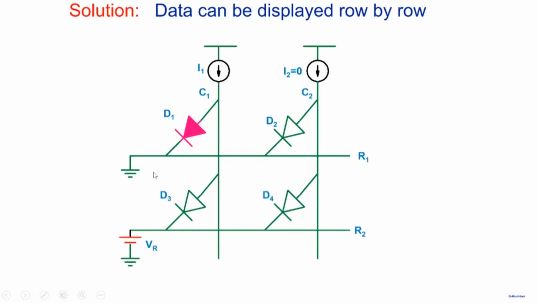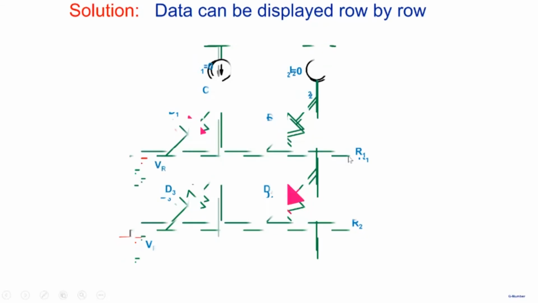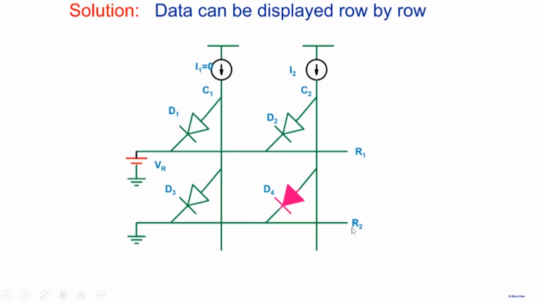So when you select a row, you make it ground, and all other rows that are there, you will apply a high voltage. So all other LEDs will be reverse biased. So the current that you apply from here only goes through this LED and it turns on. Now, once you're done with row 1, then you go to row R2, right? And row R2 is selected, and all other rows will be reverse biased. R1 will be reverse biased here by applying a positive voltage.